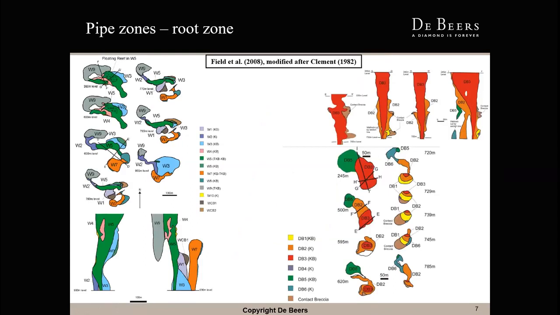So if we go to the root zones now, so starting in the kimberlite pipe from the bottom upwards, on the left-hand side, you'll see some sections and plan views from the Wesselton pipe in Kimberley, and on the right-hand side from De Beers pipe.